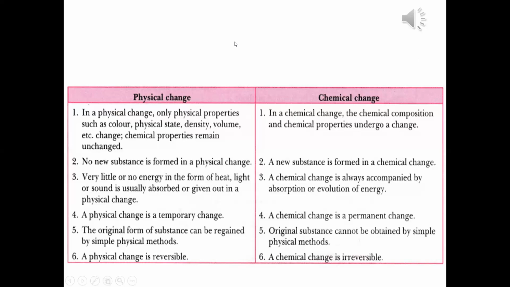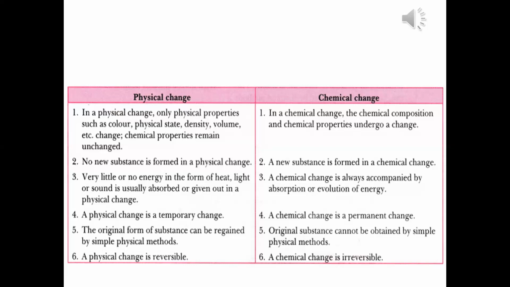Physical change, very little heat or light energy is involved. But in a chemical change, we have a large amount of heat or energy which is involved. A physical change is a temporary change, whereas a chemical change is a permanent change. In physical change, the original form of a substance can be regained by the physical methods, but it is not possible to reverse the change in case of a chemical change.